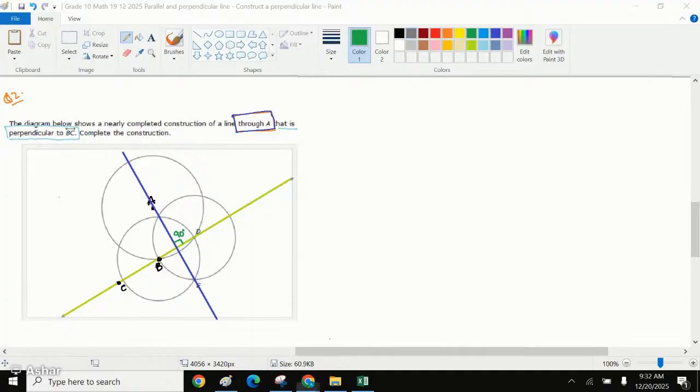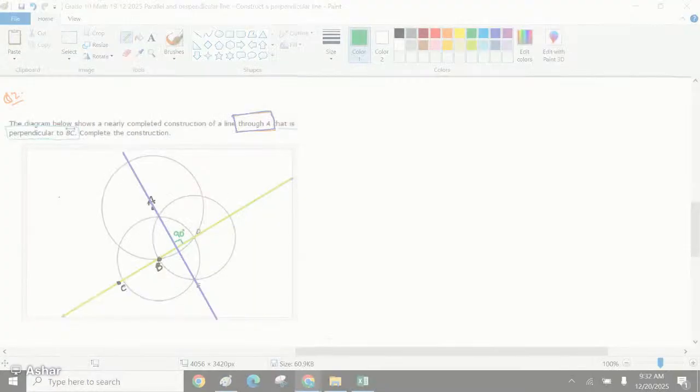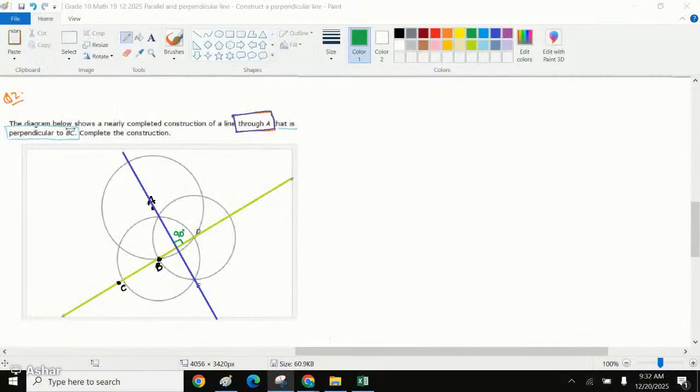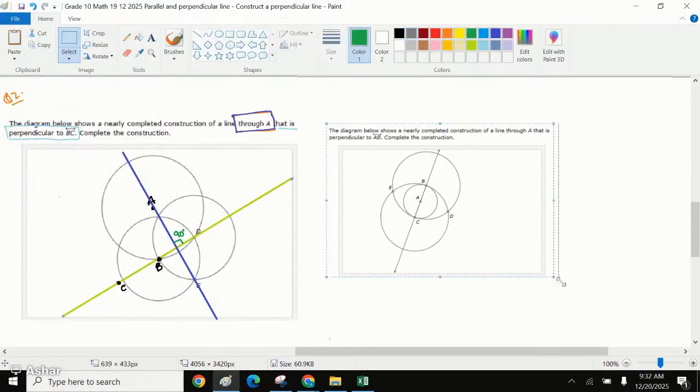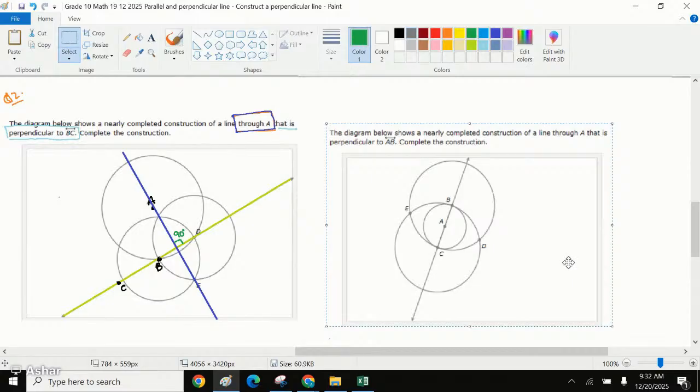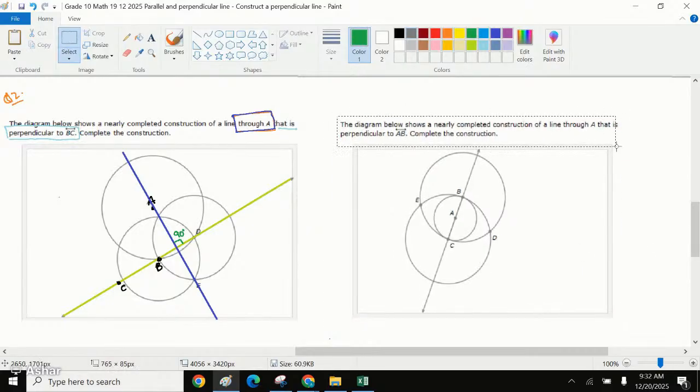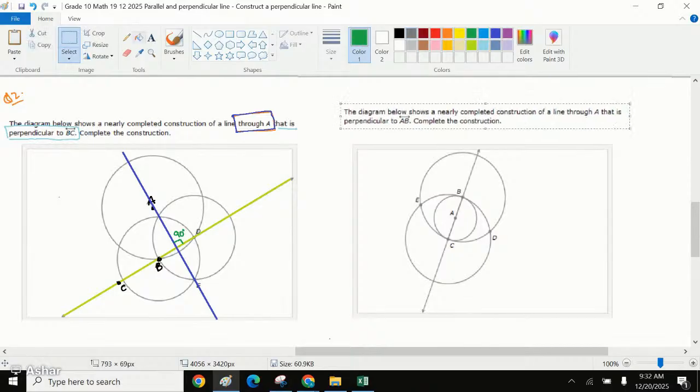Okay, we try the next question. In this question, we copy this. Let me paste this over here so that we have a visual of the question. Okay, the question is there and the requirements are also there. This is question number 3. We write down 3 from the test. The question is saying that the diagram below shows a nearly completed construction of a line passing through the point A, okay, that is perpendicular to the line AB.